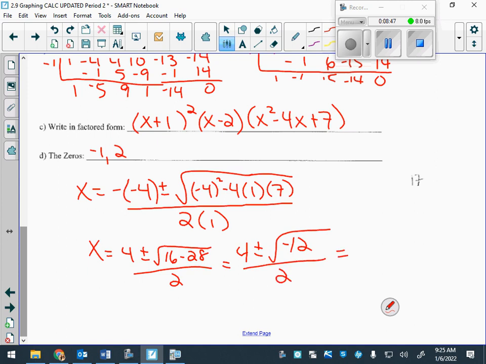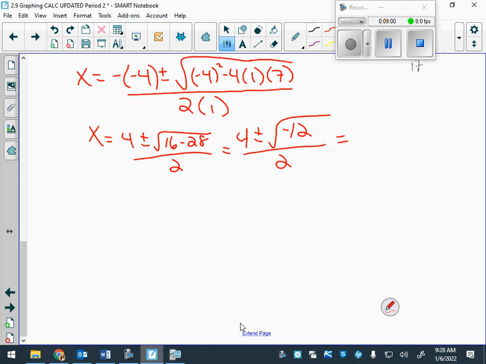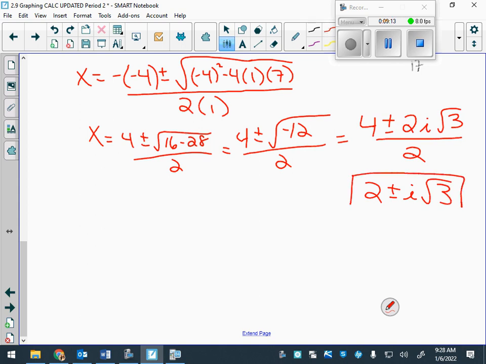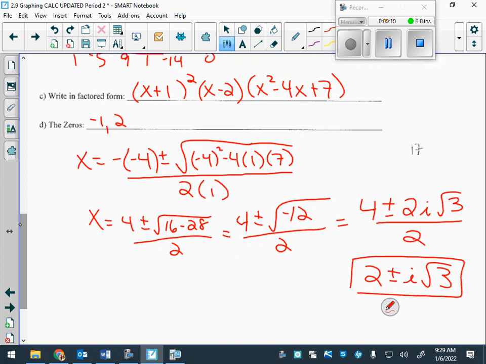How can I simplify? So from here, once you're in the quadratic formula, you have to simplify. So we have 4 plus or minus 2i root 3 over 2. Now from here, 4, 2, and 2 can all be reduced. Those are your other 2 zeros. So we have 2 plus or minus i root 3.